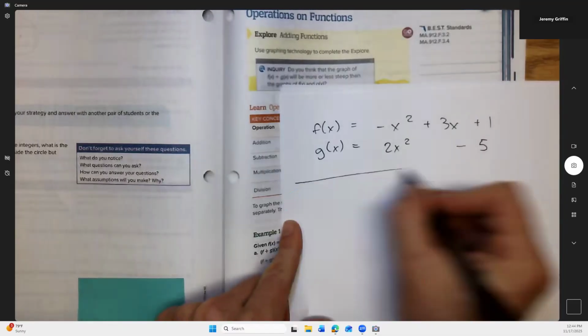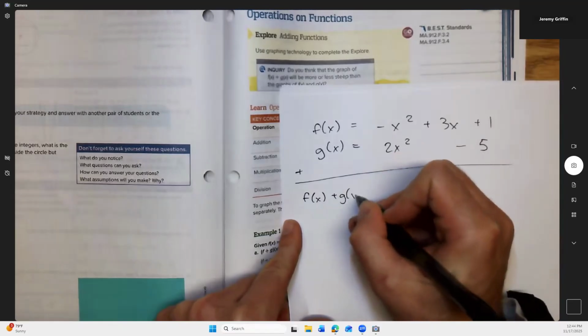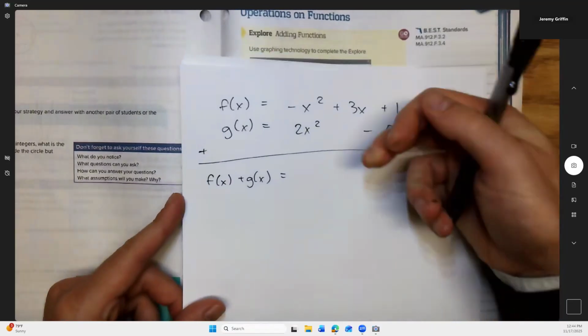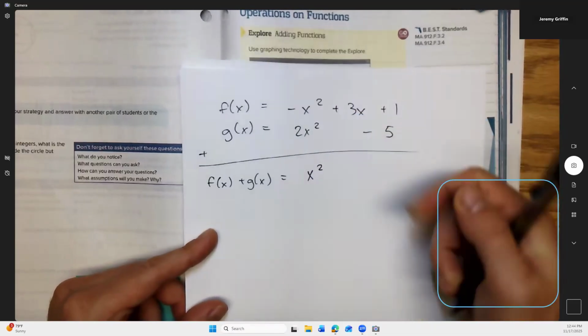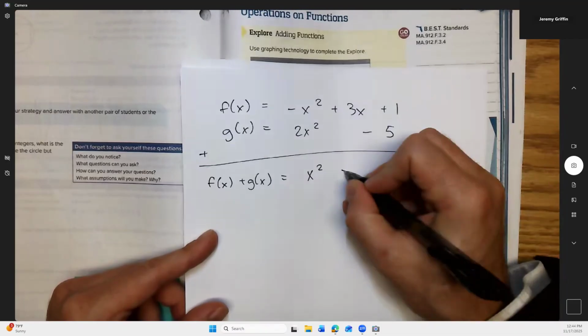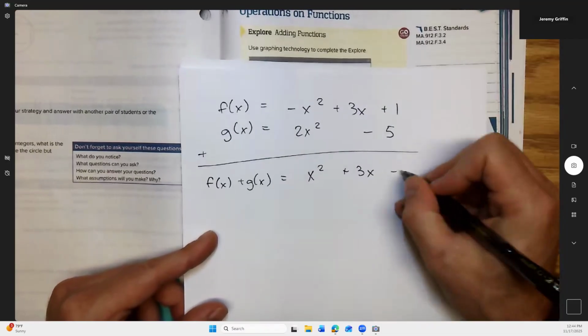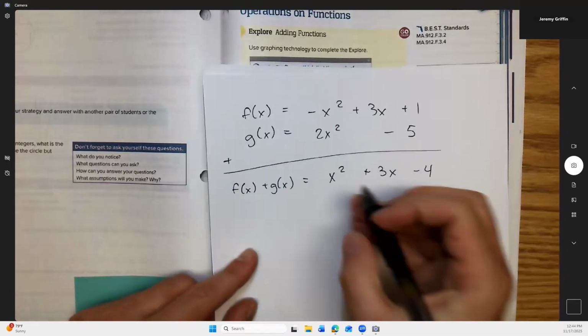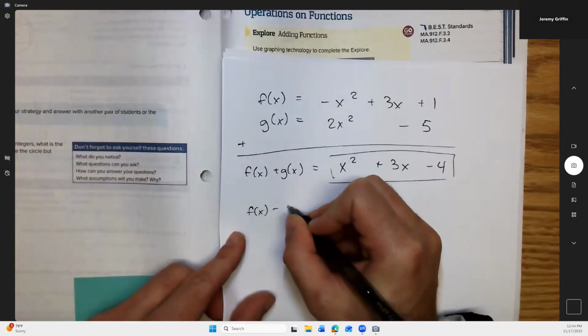Now, if you add those up, that'd be f of x plus g of x. All you have to do is combine like terms. I have 2x squared here, I have negative x squared here. Altogether, that gives me x squared. I have one x term, that's my 3x, so that'll just be there. And then 1 plus negative 5, that's negative 4. That's the answer. Boom, done.